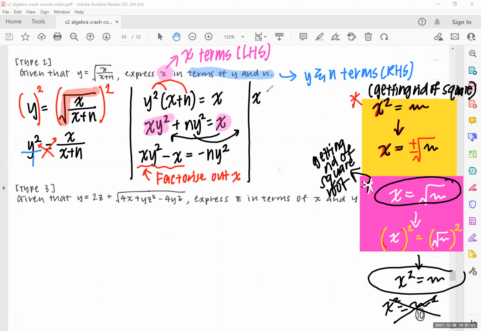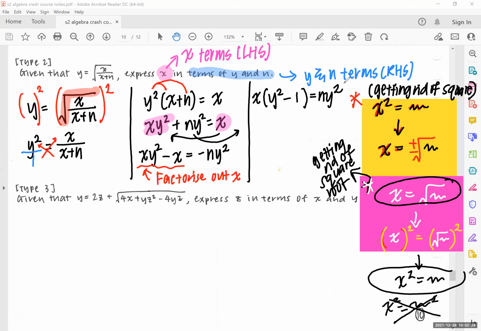What do we write when we factorize out x? Open bracket. And what do we write? y squared minus x? No, it's not y squared minus x. It's y squared minus 1. Now, a lot of students factorize out this x, they don't put any minus 1. They just put x bracket y squared, which is wrong, because when you take out an x from an x, you're left with 1.